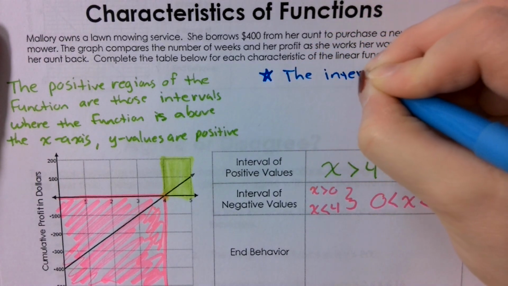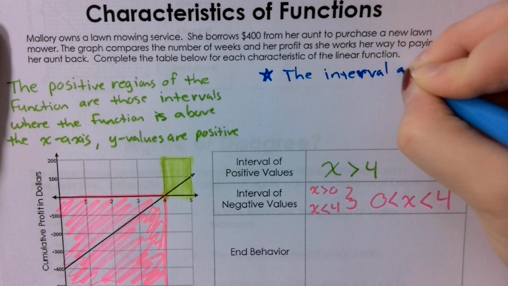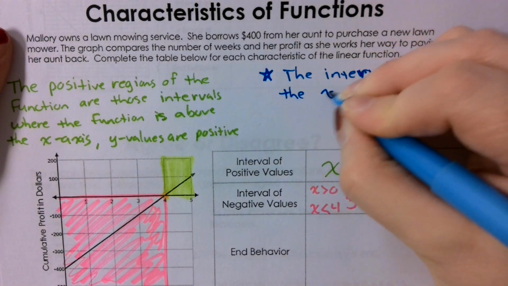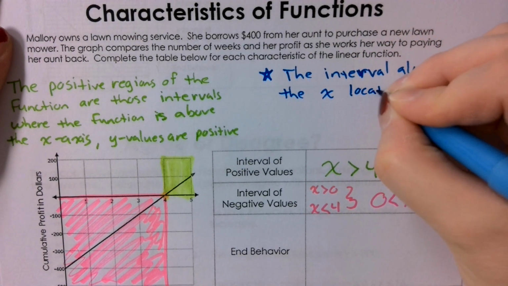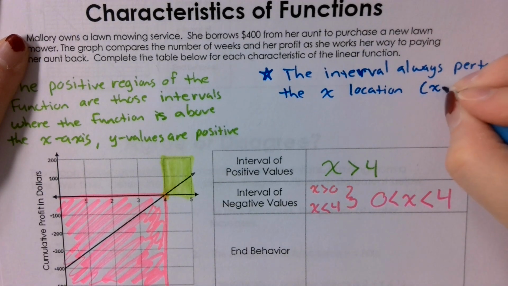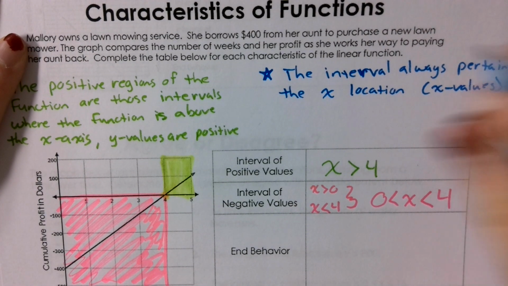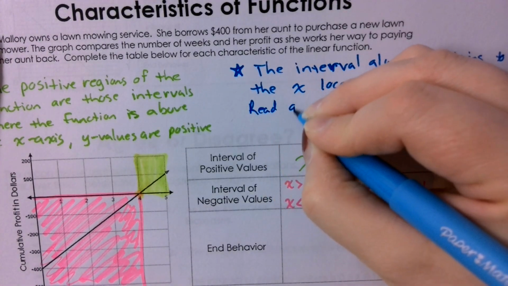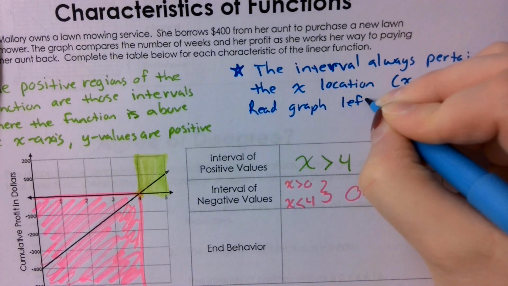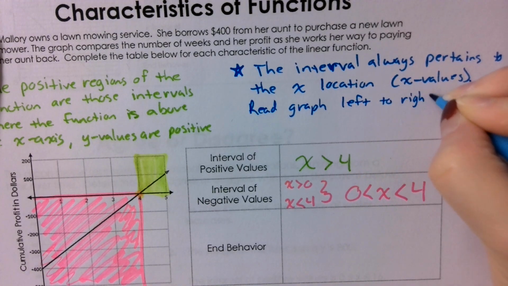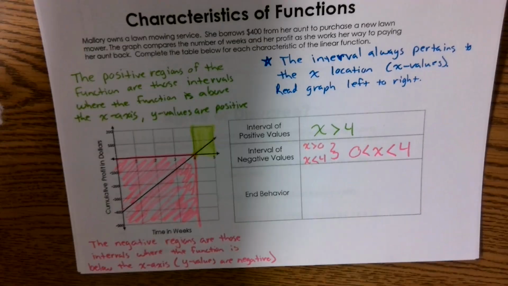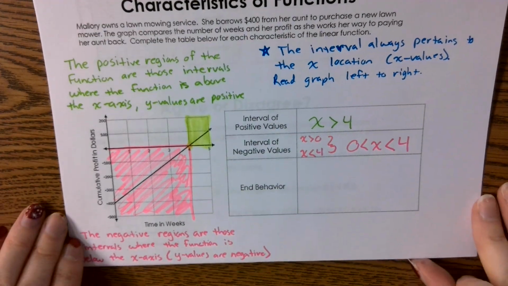So let's put that down. The interval always pertains to the x's location, whatever your x values are. So you've got to think about reading your graph from left to right. You're going to read your graph left to right, so you're always moving along the x-axis and seeing what is happening to your y values.